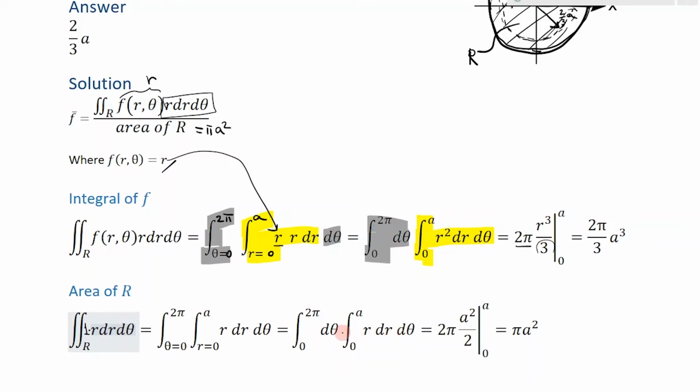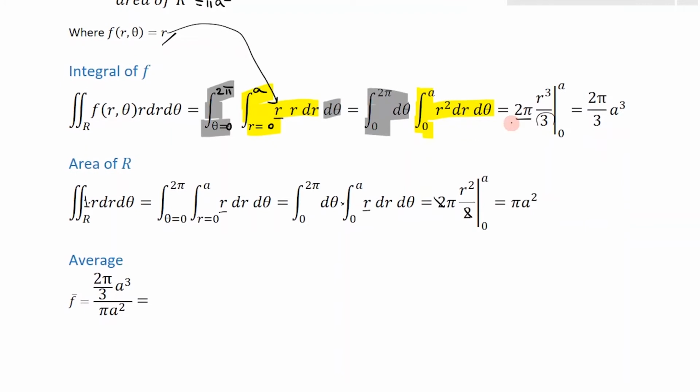Here I get, the same way separating the integrals, 2 pi times, since we have just r, we get r squared over 2. Sorry, this should be r. And then from 0 to a, and then 2 cancels, and we get pi a squared. And then we need to divide the two things together. So we have this one, 2 pi over 3 a cubed, and pi a squared. Then pi cancels, a almost cancels, and we get 2 over 3 times a. So the answer was correct.